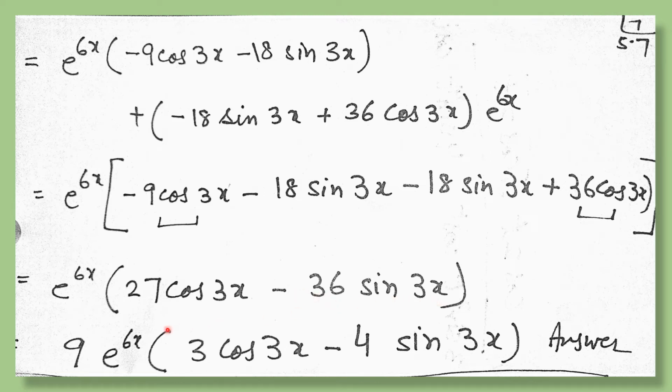Now you take 9 common. So you will have 9 e power 6x, bracket starts. You will be left with 3 cos 3x minus 4 sine 3x. Okay, this is the answer to question number 7. Very simple one. Let's move forward.